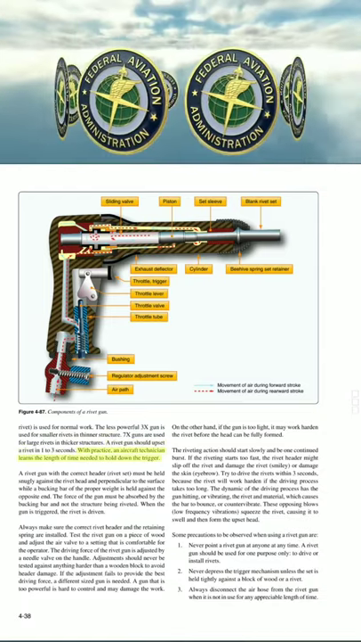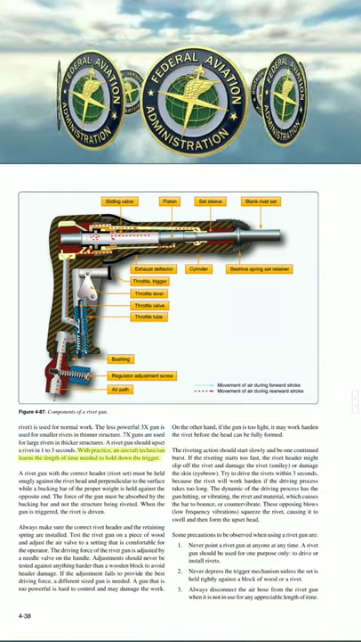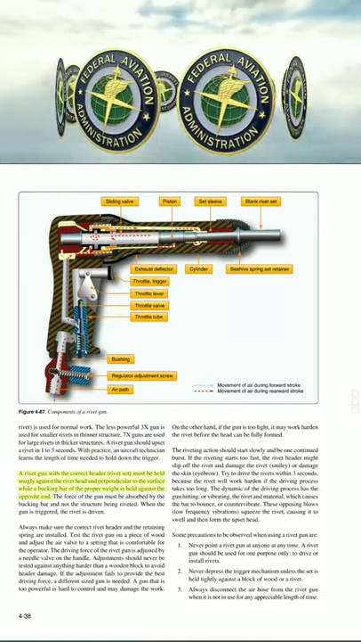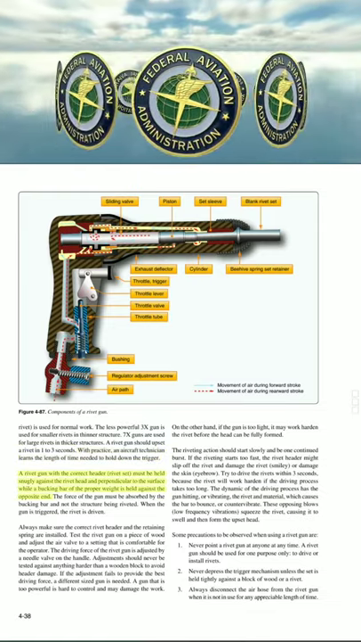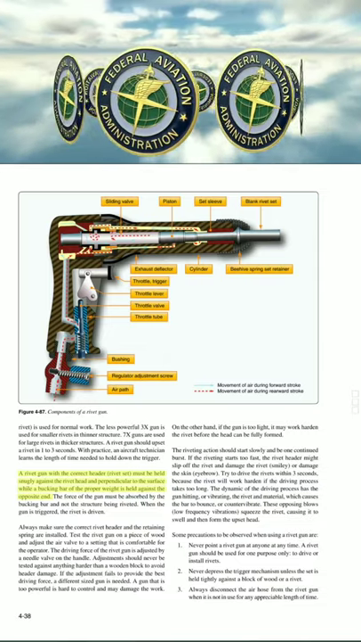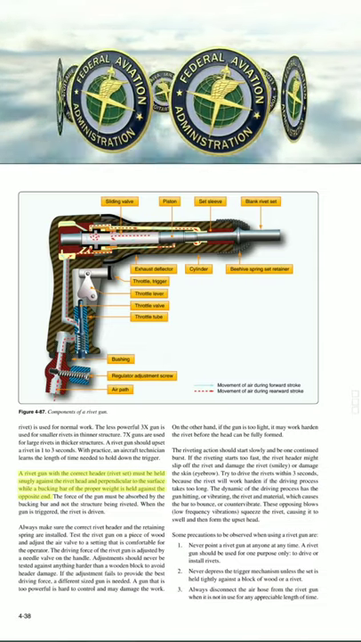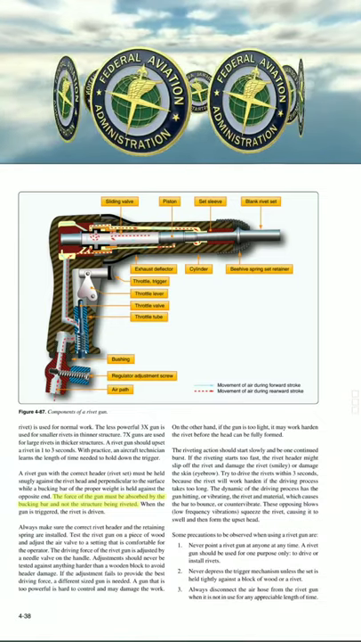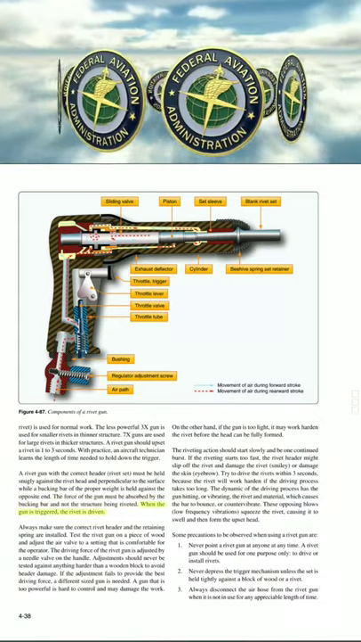With practice, an aircraft technician learns the length of time needed to hold down the trigger. A rivet gun with the correct header, rivet set, must be held snugly against the rivet head and perpendicular to the surface, while a bucking bar of the proper weight is held against the opposite end. The force of the gun must be absorbed by the bucking bar and not the structure being riveted. When the gun is triggered, the rivet is driven.